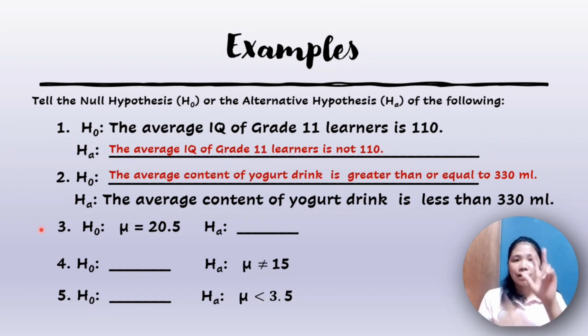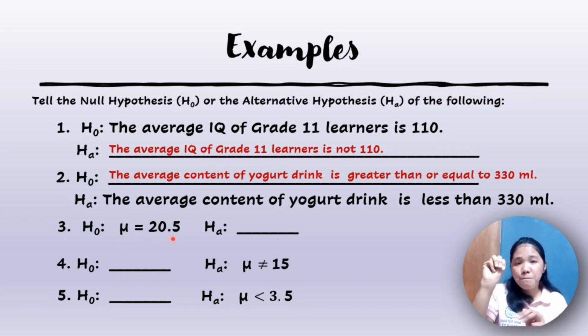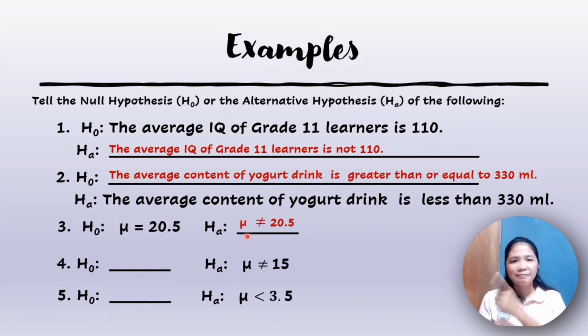For example number 3, it is written in symbol. Remember, the symbol is for the population mean, or we call it mu. Mu is equal to 20.5. What is the negation of the symbol equal? Correct. That is not equal. So mu is not equal to 20.5.